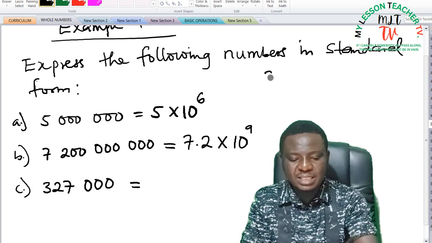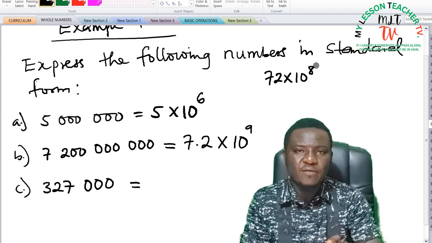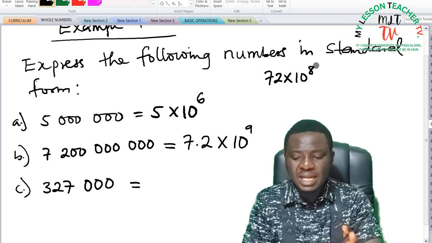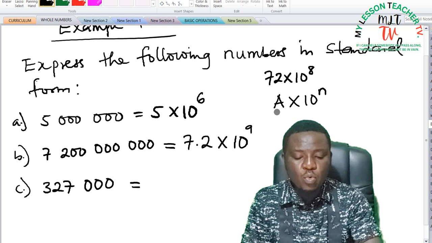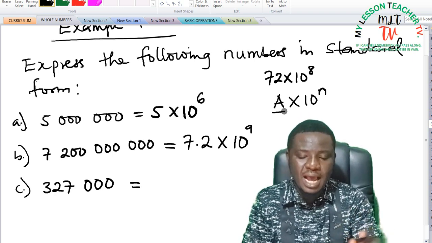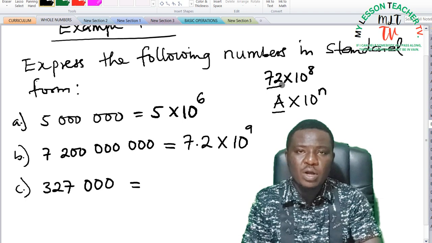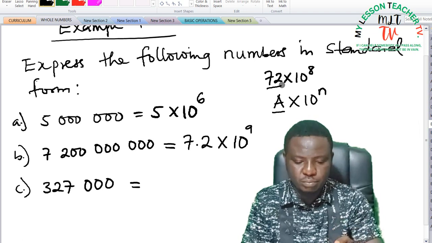If I had expressed it as 72 times 10 raised to the power of 8, this would not be said to be in standard form, because we said standard form is any number that is expressed in the form a times 10 raised to the power of n, where a is a number that falls between 1 and 10. And if you look at it, 72 is greater than 10. So that violates one of the laws of standard form.